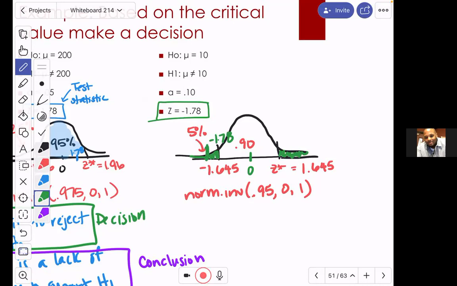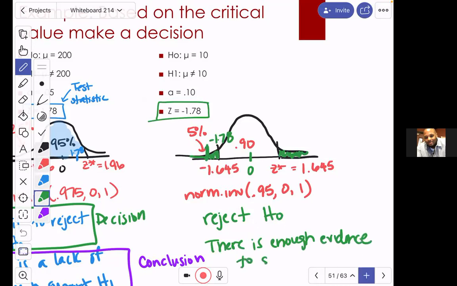So here, what am I going to do? I'm going to make the decision that I'm going to reject what? Do I reject your innocence or do I reject your guilt? Which one do I reject? Reject H0. Reject your innocence, or reject H0. Why do I reject your innocence? There is enough evidence. This is all evidence-based. There's enough evidence to support your guilt. In this case, that's H1.